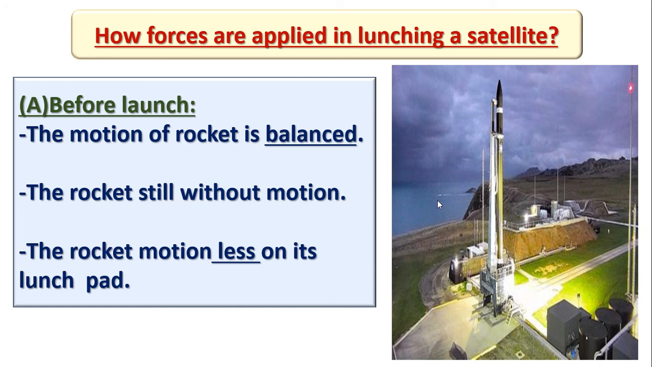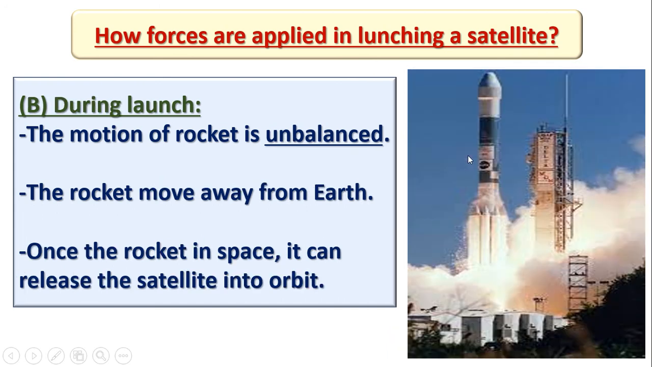Okay, during the launching, what happens when launching the satellite? When the rocket starts to move from the Earth, will the force be balanced or unbalanced? Excellent, it will be unbalanced because the rocket starts to move from the Earth. So the motion of the rocket becomes unbalanced and it moves away from the Earth. And when the rocket goes to space, it will release the satellite into an orbit. What's the meaning of orbit? The orbit is the way of moving of the satellite around the Earth. So the satellite will move around the Earth in orbit when it goes to space.